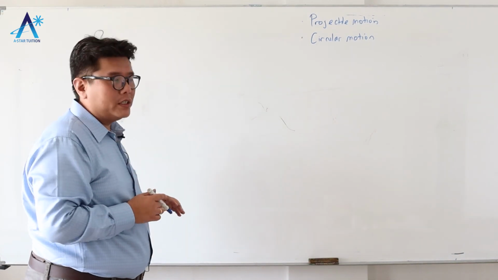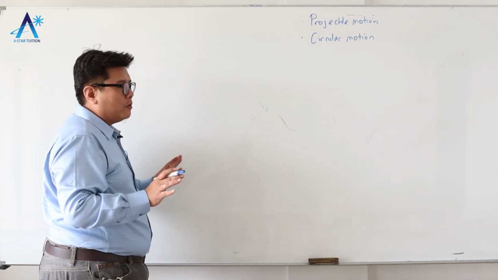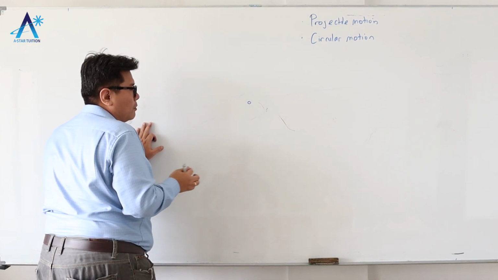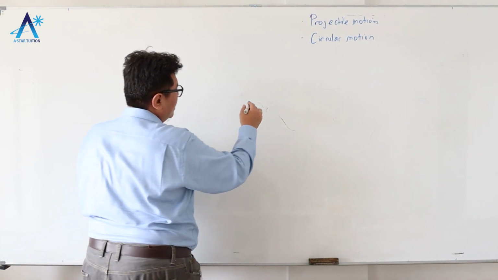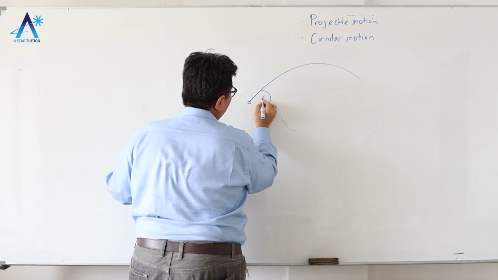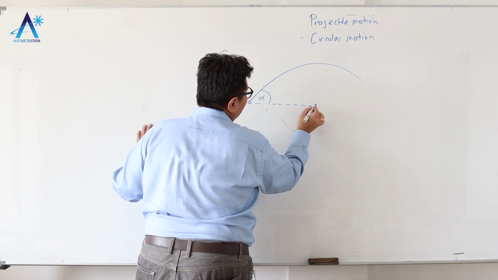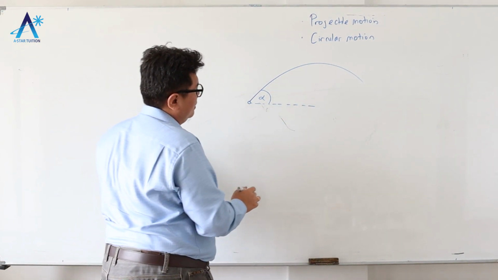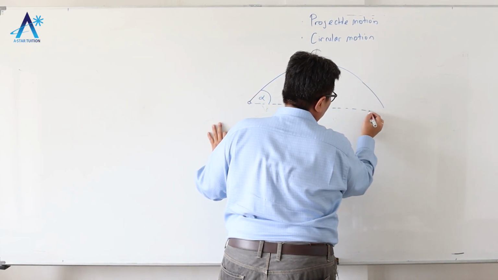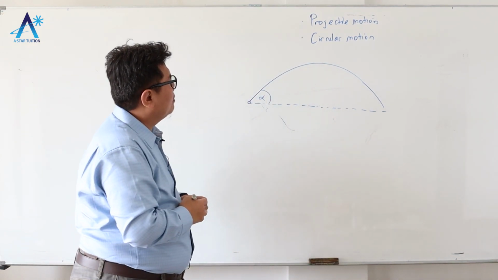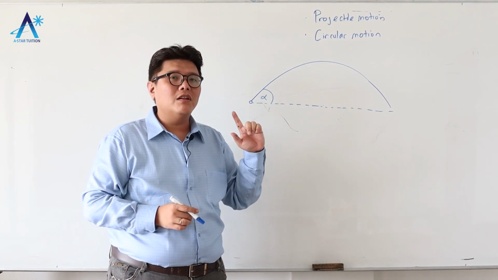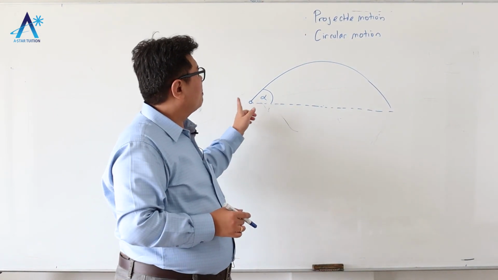Now, what is projectile motion? The example of projectile motion is this. Let's say you have a particle, a small rock that you throw at an angle. Let's say the angle is alpha with respect to the horizontal line. Then you can see that the particle will move according to a parabolic trajectory. That's why a projectile motion is sometimes called parabolic motion, because the path of motion is that of a parabola.